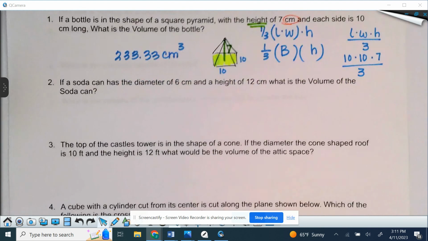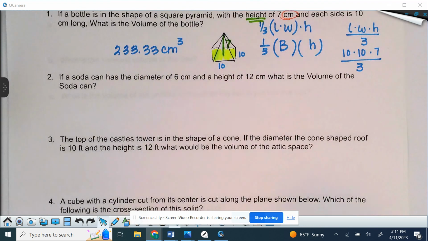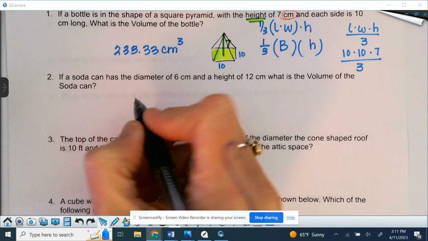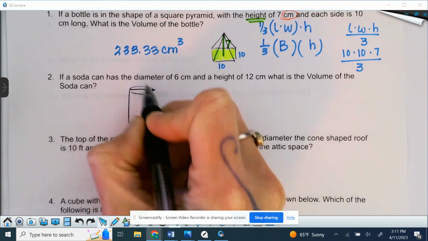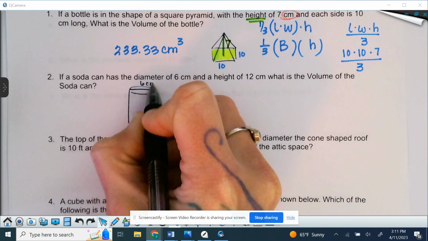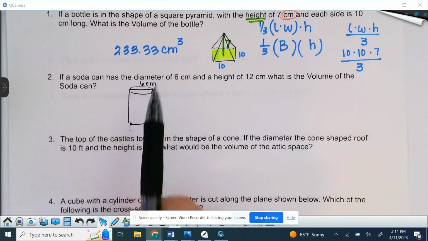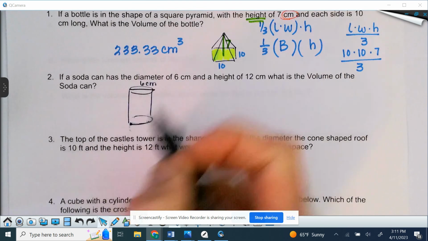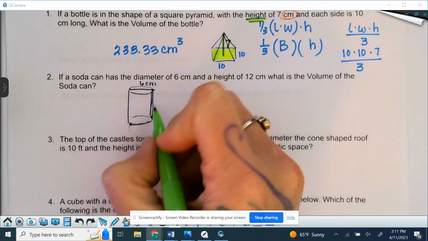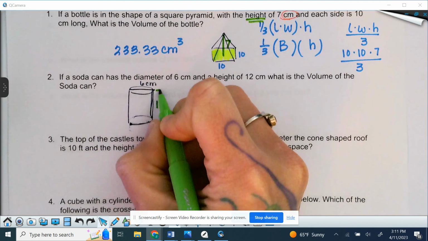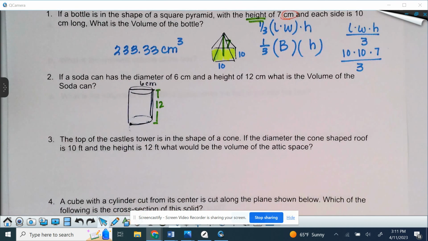Number 2, so if a soda can has a diameter of 6 centimeters, so that means I have a can with a diameter, which is all the way across, of 6 centimeters. Again, this is a circular prism, so the base shape is a circle, no matter if our can stands straight up or is falling over. And a height of 12 centimeters. So again, straight up and down, this is going to be 12. What is the volume of the canned soda?